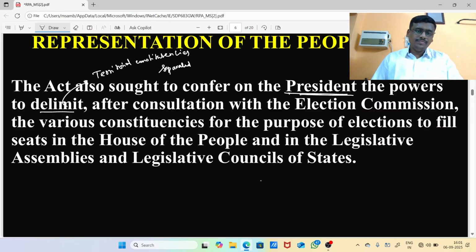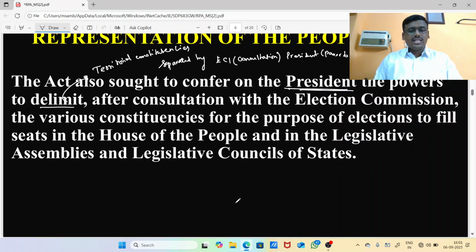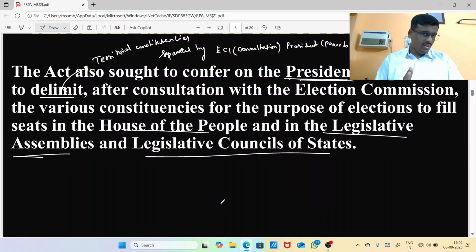The territorial constituencies should be delimited by the Election Commission of India. It should be done in consultation, and the President has the power to approve it. So various constituencies are delimited for the purpose of elections to fill the seats in the House of the People, legislative assemblies and legislative councils of the states. Still, here we have not discussed anything about union territories.